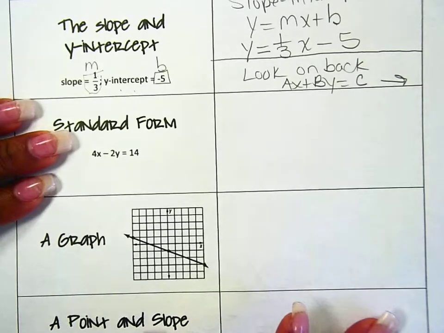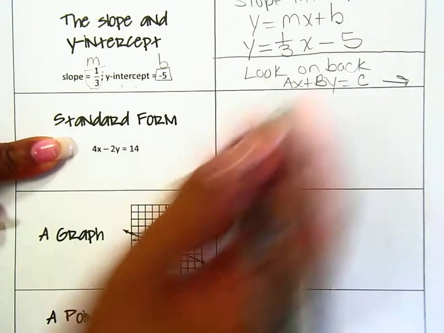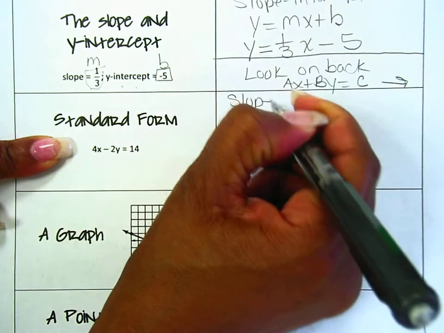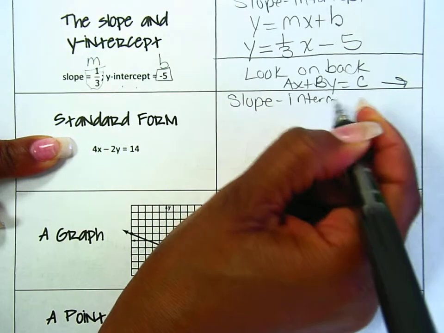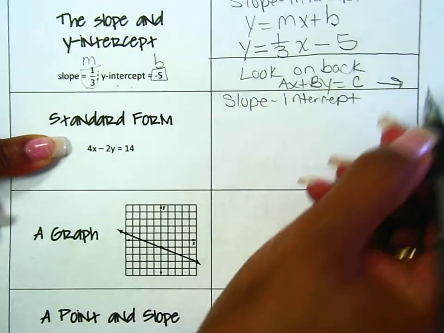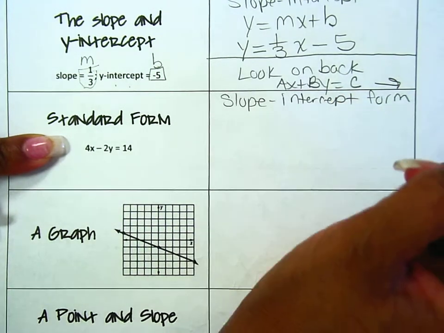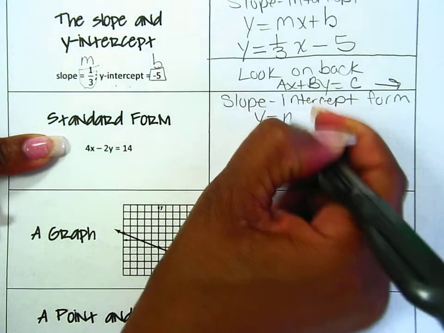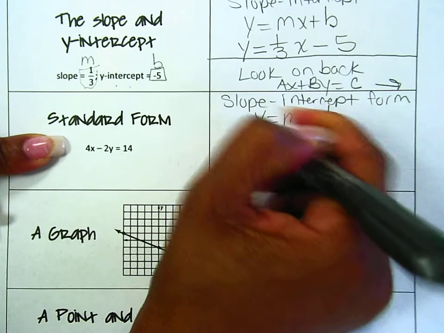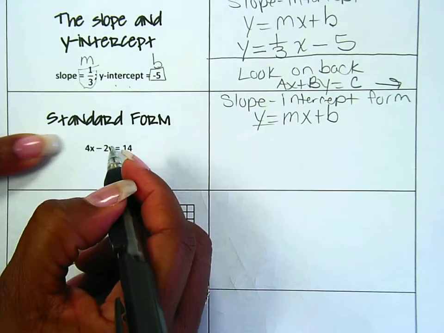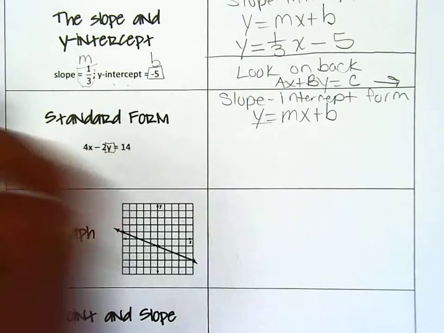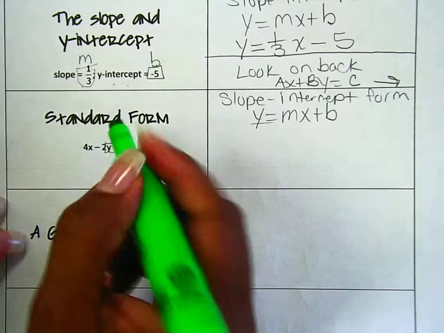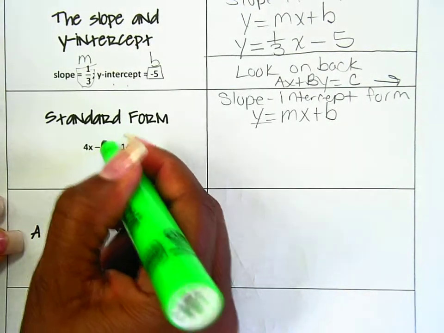So now standard form, back to standard form. Now, since they gave it to me in standard form, I'm going to write this in slope-intercept form. Okay? You probably said, you like that. And when I say write it in slope-intercept form, that means that I'm isolating the y. So I want to get y by itself. That's what I'm trying to do, is get this y by itself.